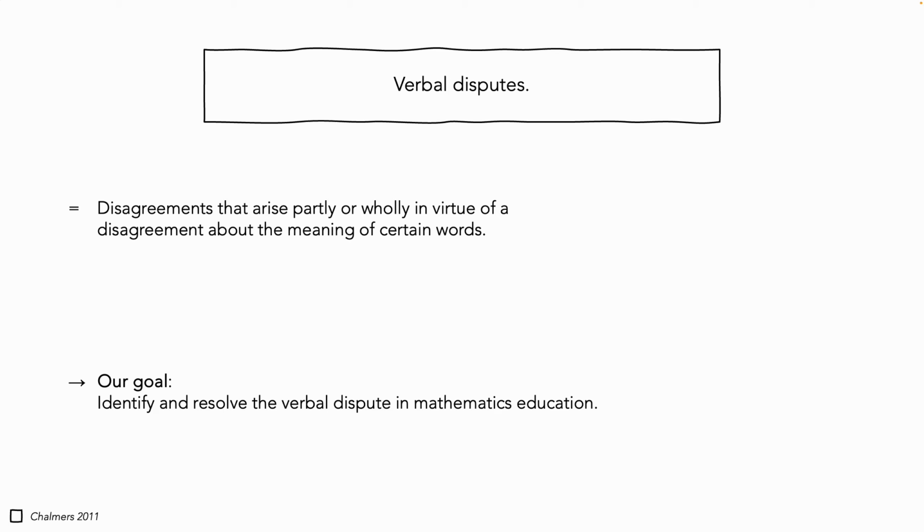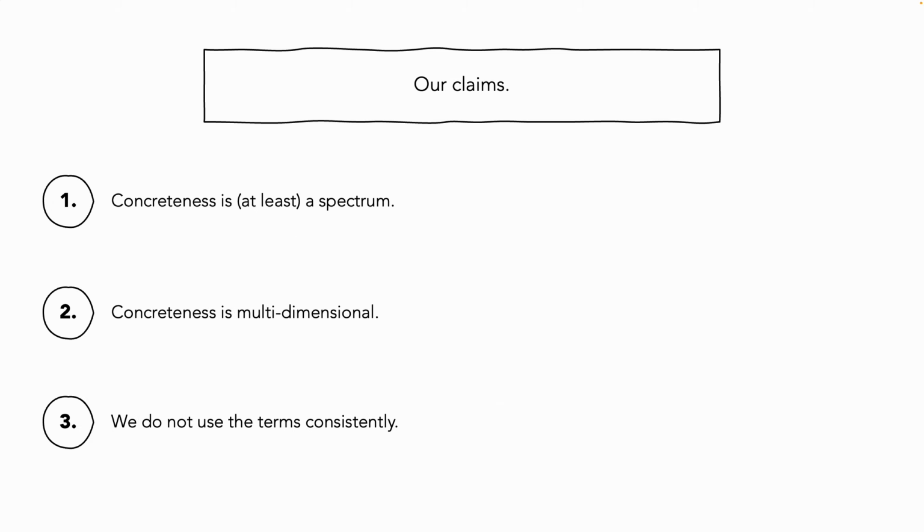So importantly, we don't want to find the best definition of concreteness, but we want to make the inventory of all the definitions that are used in the literature so we can have a bit of a more fine-grained approach to the topic. So our third claim here is that we do not use the terms concrete and abstract consistently. And our solution to this is we want to map the semantic landscape. So again, we want to make the inventory of all the definitions that are used.